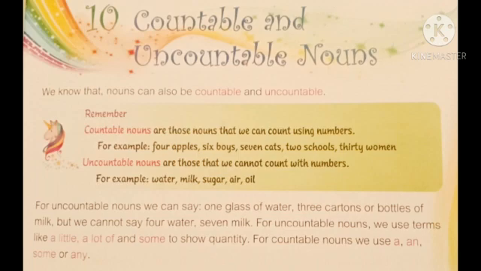For uncountable nouns, we can say 1 glass of water, 3 cartons or bottles of milk, but we cannot say 4 water, 7 milk. Can we say that way? No, we have to say 1 glass of water. So, it is uncountable nouns. For uncountable nouns, we use terms like a little, a lot of and some to show quantity. For countable nouns, we use a, an, some or any.